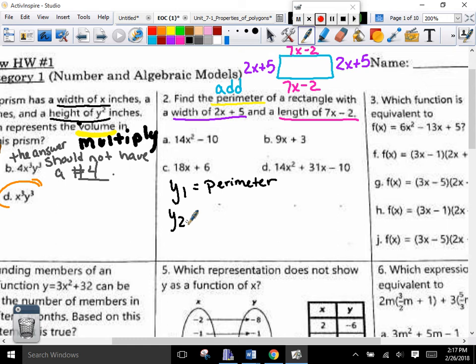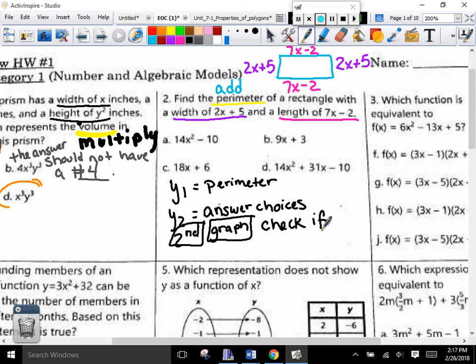On y2, I am going to put one of my answer choices. Then I am going to press the second button. Then I am going to press the graph button. And I am going to check if y1 and y2 match. So let's go over the process.